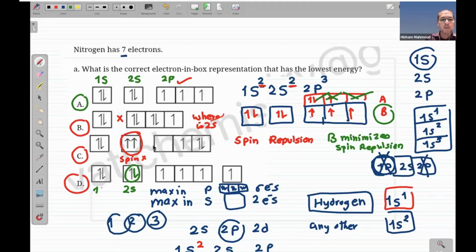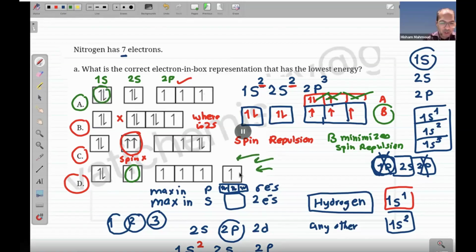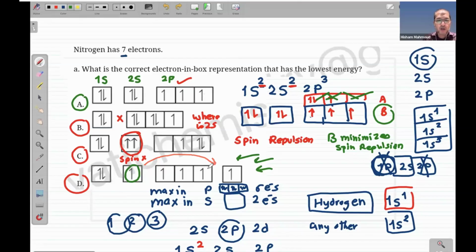So in the orbitals, you can go to the next orbital. You have put one electron, one electron, one electron. You did not finish the orbital. But in the subshells, you cannot go to the next subshell. You cannot go from 2s to 2p without filling the 2s first. But in the orbitals, as long as you are in the same subshell, you can go from one orbital to the next orbital. So listen to the rule.